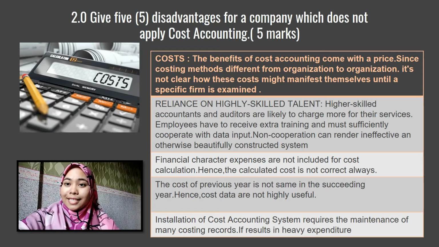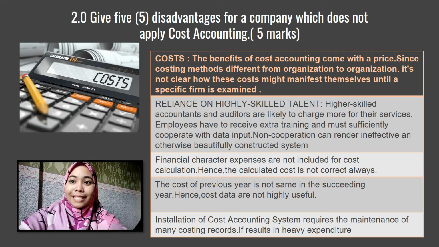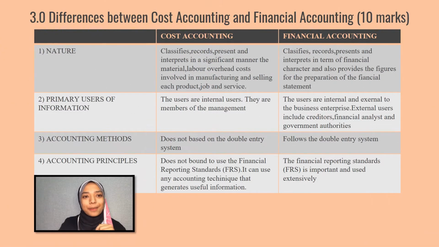So the disadvantage is we need to calculate every set period of time to find out the actual cost of the current year operation. Next, the fifth disadvantage is the installation of a cost accounting system requires the maintenance of many costing records. The result is heavy expenditure. For example, a company makes a lot of expenses, so they need to record all expenses in the cost accounting system.